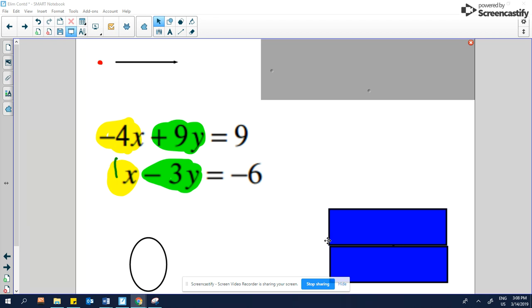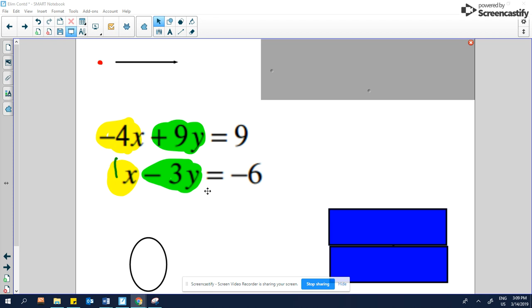No. If you add a negative 4x plus 1x, you'll get negative 3x, not 0. If you add 9y plus negative 3y, you'll get 6y, not 0. So we don't have it yet. So let's think about which one we could cancel. Could you multiply 1x by something to get negative 4x? Could you multiply negative 3 by something to get positive 9?